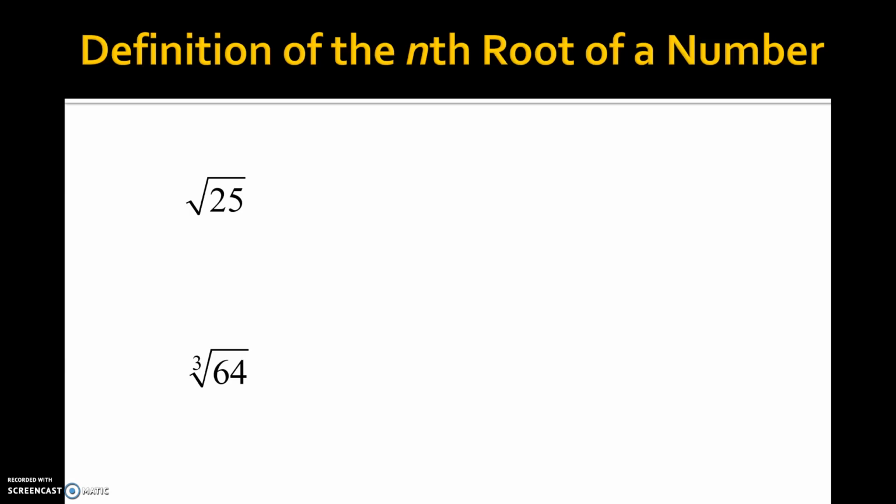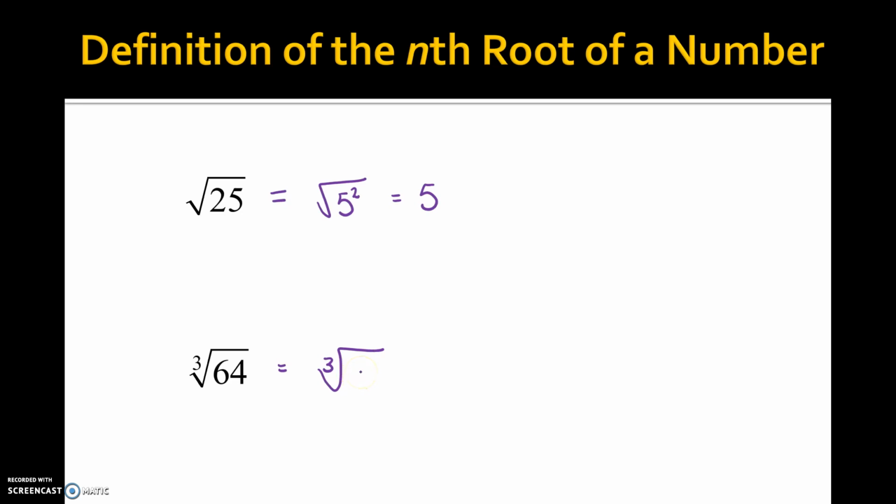The nth root of a number. You all know that the square root of 25 is 5, right? Do you know why? 25 is the same as 5 squared, and a square root and a square cancel each other out. The cube root of 64. We need to figure out what 64 is. 64 is what number cubed?